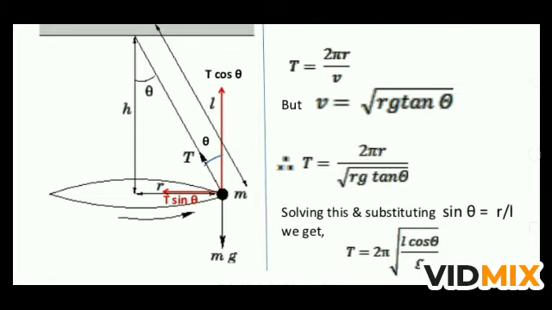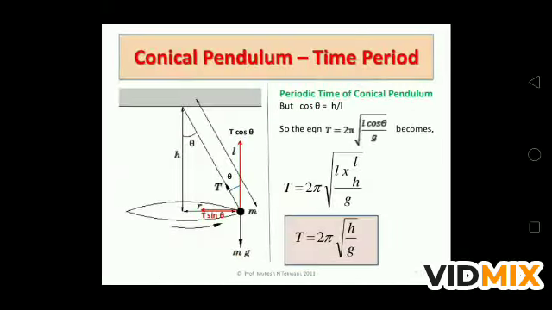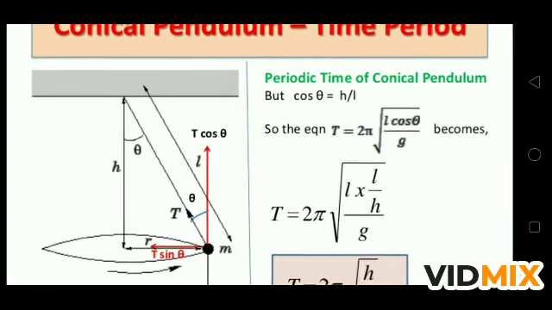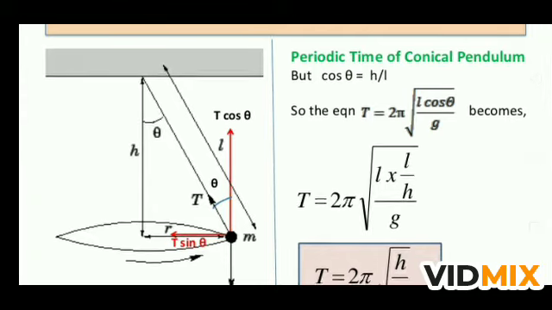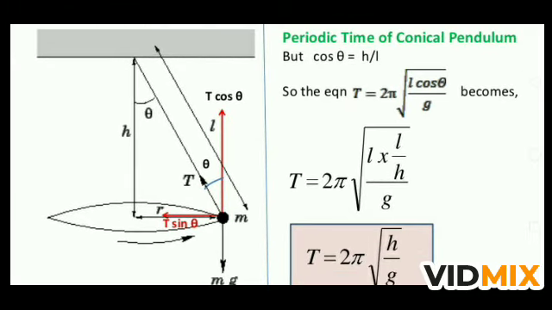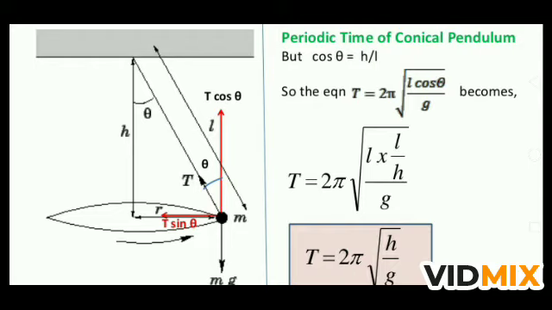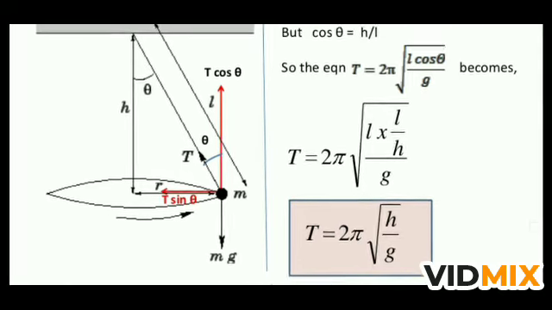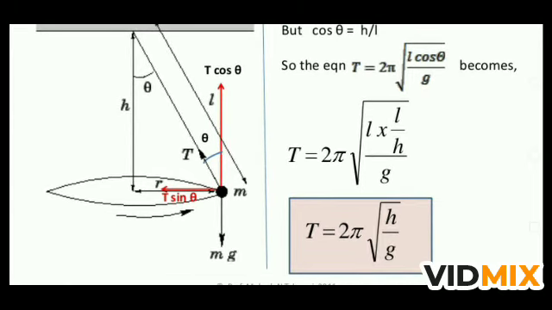Now if you solve and put the value of sin theta, r by l, you will get t is equal to 2 pi under root l cos theta upon g. So this is the time period, t is equal to 2 pi under root l cos theta upon g. And put the value of cos theta is equal to h by l. In place of cos theta, put the value h by l. So the relation is t is equal to 2 pi under root h upon g.